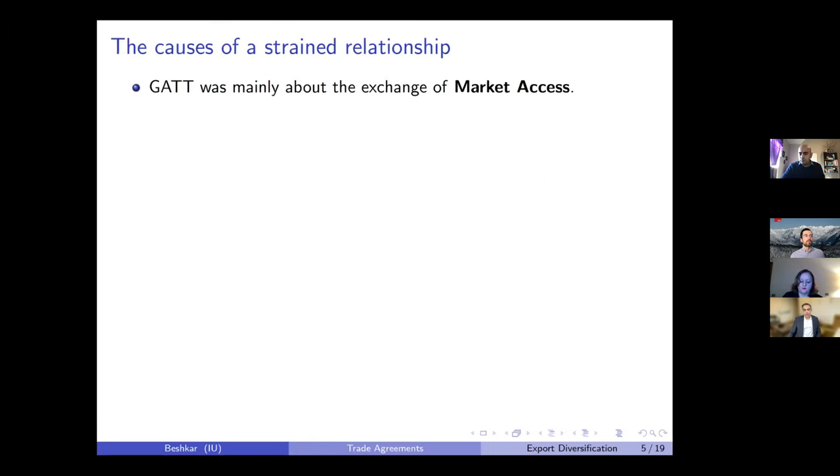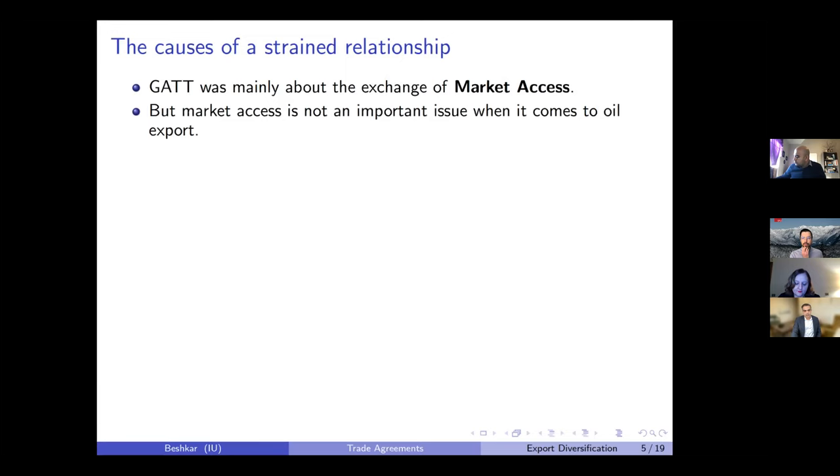I think the basic answer to that question is that GATT, which was the agreement before the WTO, was mainly about the exchange of market access.